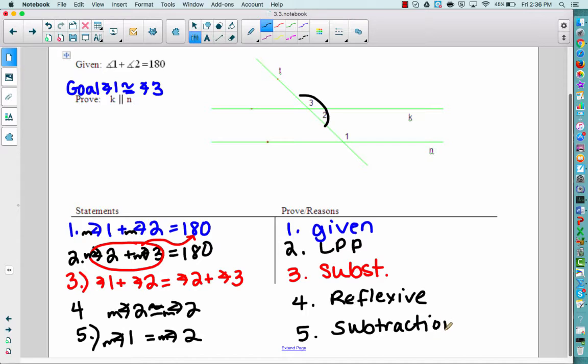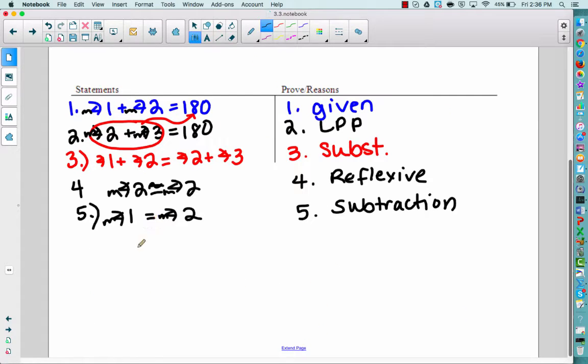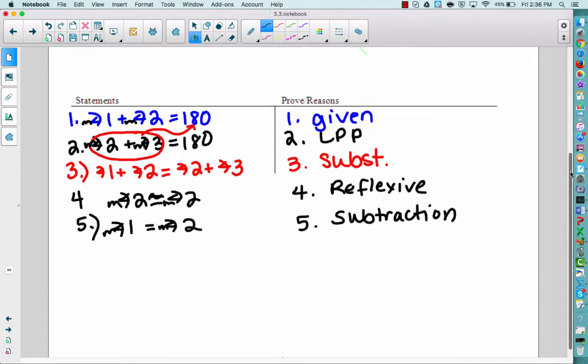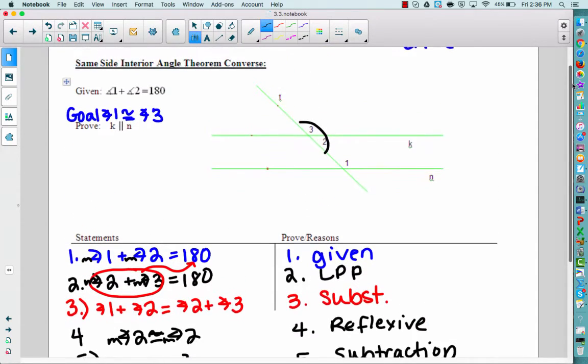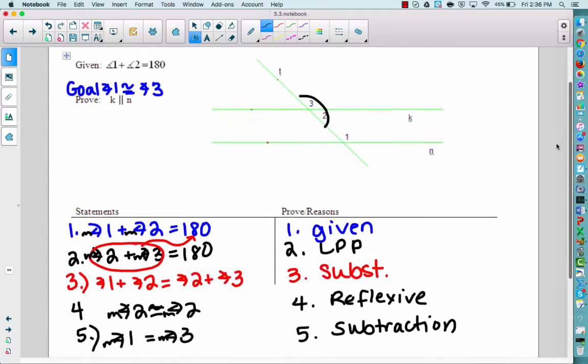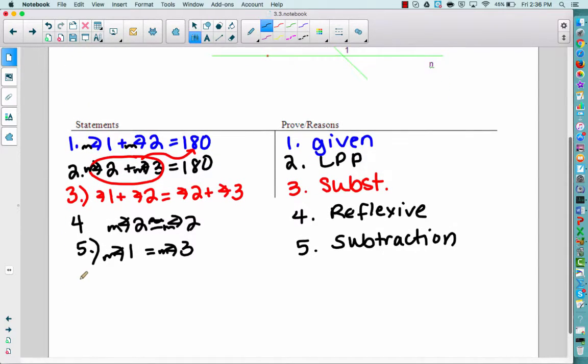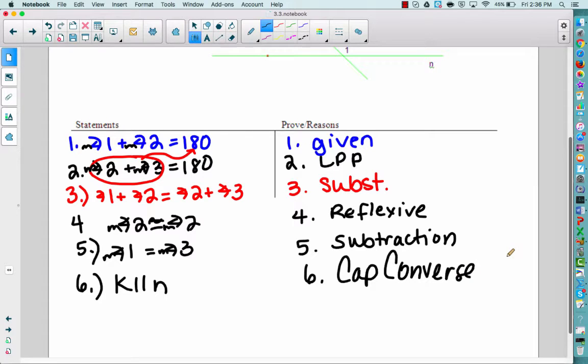All right, so since the measure of angle 1 equals the measure of angle 3, I made a mistake there, sorry, rushing. Well, then we've reached our goal, and that means corresponding angles are congruent. So K is parallel to N because of the corresponding angle postulate converse.